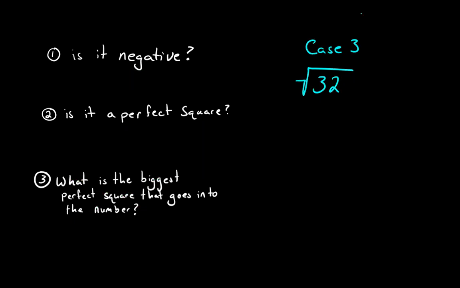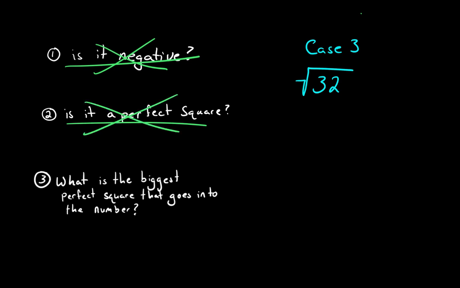For case 3, we are going to do the same thing. Check to see if it's negative. It is not. We're going to check to see if it's a perfect square. Unfortunately, 32 is not a perfect square. So this is a case where it's not a perfect square, so we're going to check the third question here.